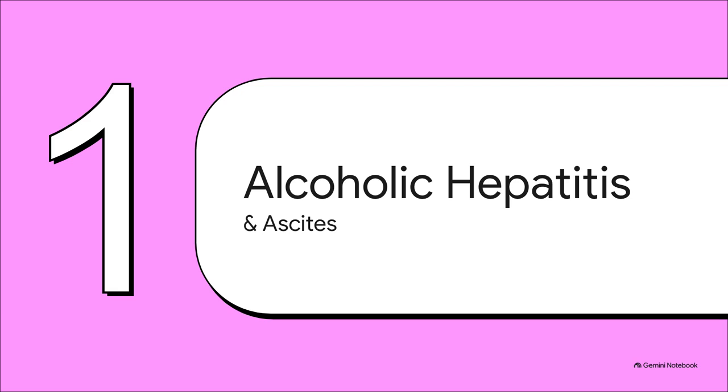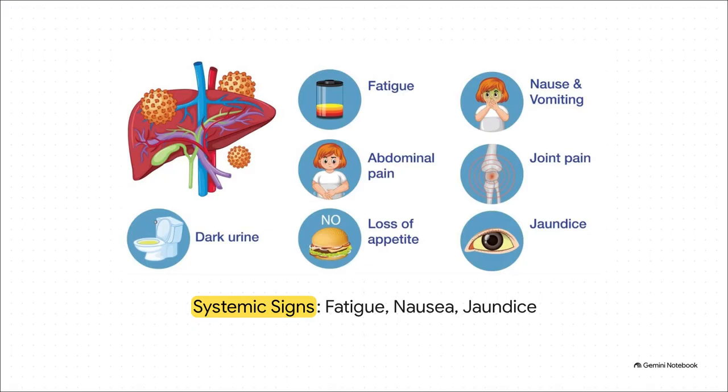Okay, section 1. Let's start our journey with alcoholic hepatitis and its absolute most defining clinical complication, ascites. Channeling our inner clinical pathologist for a second, what does alcoholic hepatitis actually do to a patient? We're not talking about a mild tummy ache here. This is rapid, severe inflammation of the liver, totally brought on by long-term alcohol use.